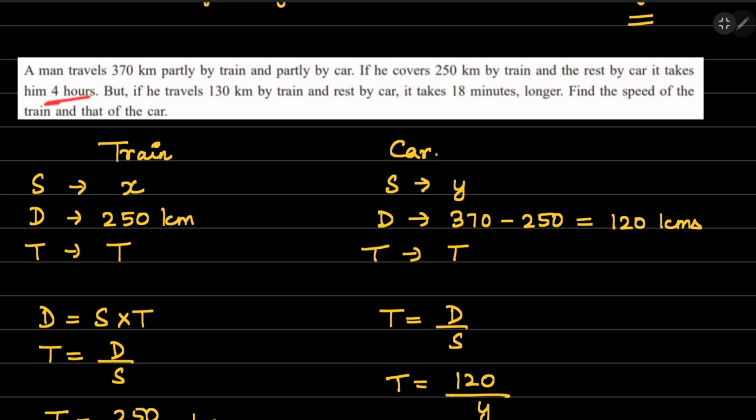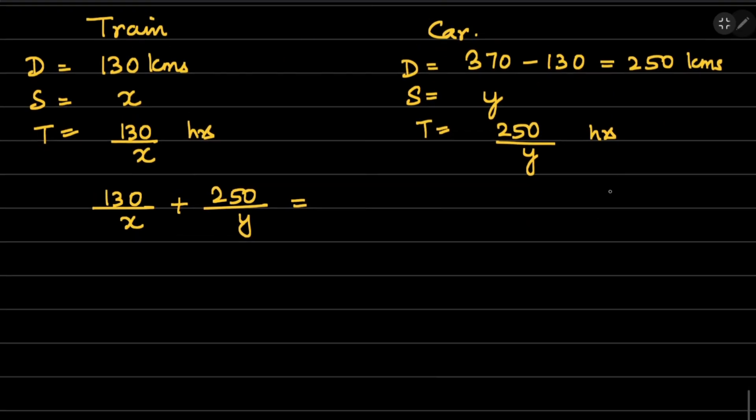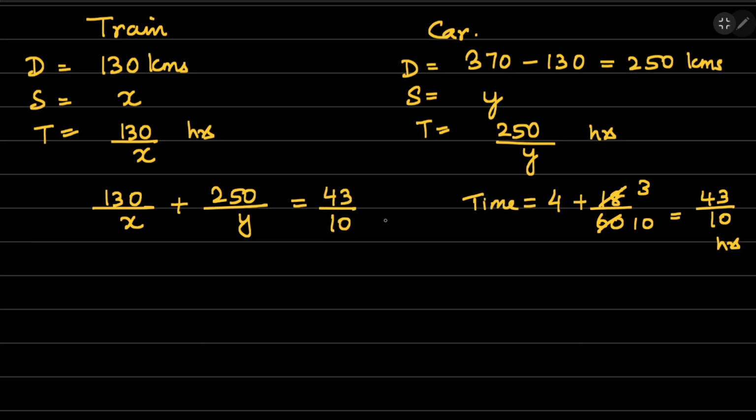Earlier, how much was it taking? 4 hours plus 18 minutes. So 4 hours, 18 minutes. You have to convert it into hours. You can divide 18 by 60, so how much will you get? 3 by 10. When you take the LCM, it is 43 by 10 hours. You have converted the total time into hours. So here it is 43 by 10 hours. So this is your equation 2.